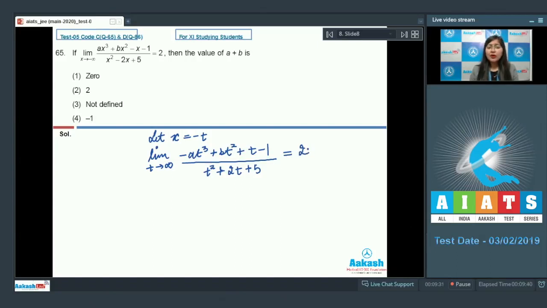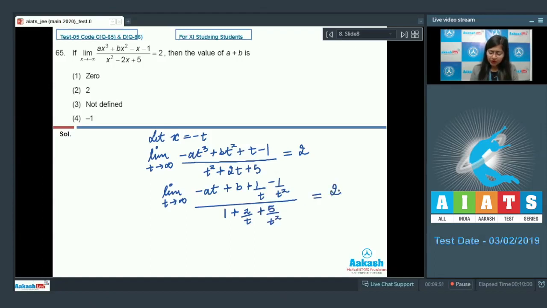Now if I divide the given equation by t square, then what will we get? Limit t tending to infinity minus at plus b plus 1 by t minus 1 by t square upon 1 plus 2 by t plus 5 by t square equal to 2, right? Now here if t is tending to infinity, then in the denominator these two terms will tend to 0. Similarly, these two terms will also tend to 0. So in the denominator we have 1 and in the numerator we have minus at plus b.